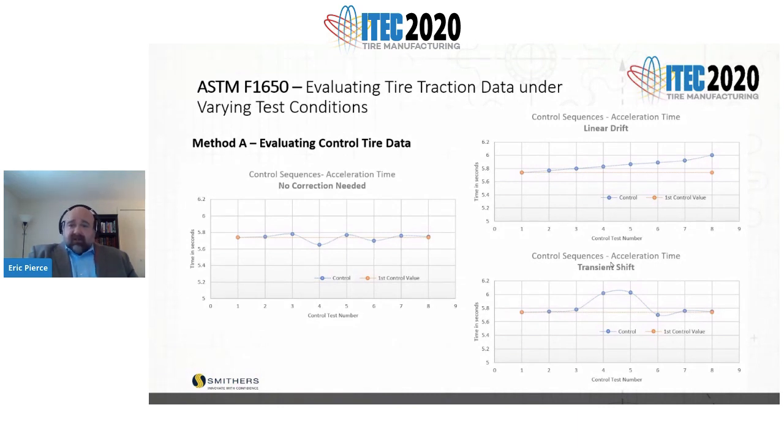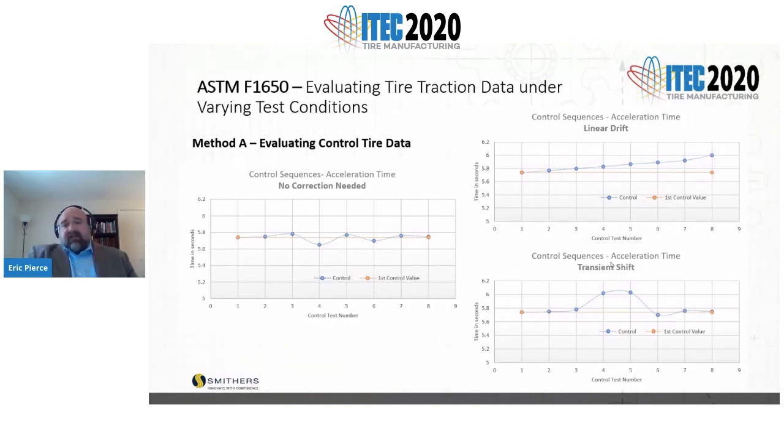If you look on the top right, we've got some linear drift occurring. This would require correction using these methods. You'll notice each particular control tire sequence is increasing over time. This could be a number of factors, typically environmental changes, changes in snow or temperature. This is why we have these.